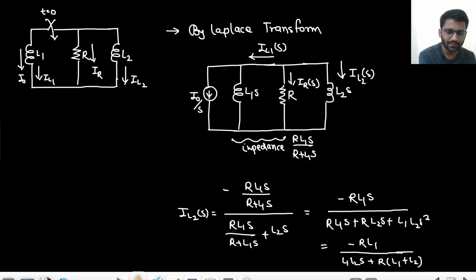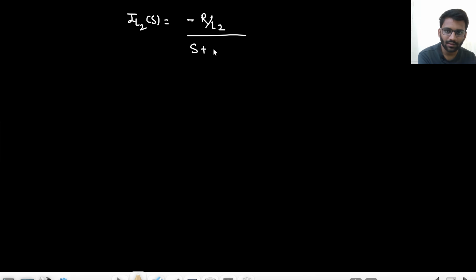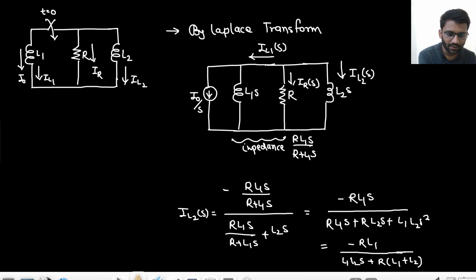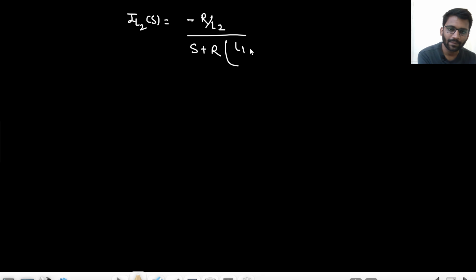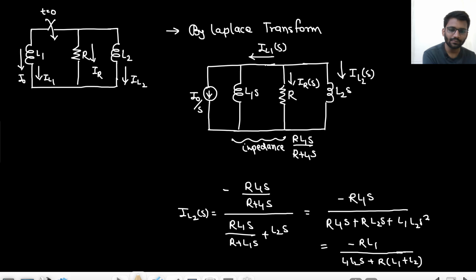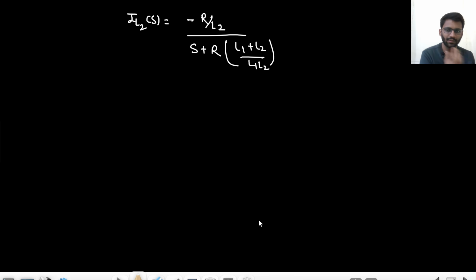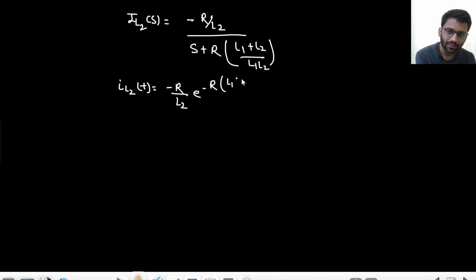S plus R into L1 plus L2 by L1 L2, right? So IL2T would be minus R by L2 e to the power minus L1 plus L2 upon L1 L2 into T, times UT as well.